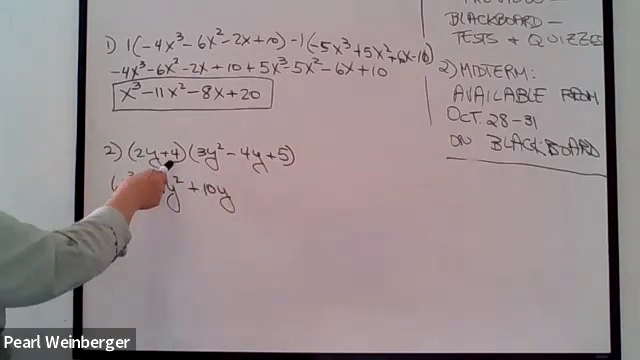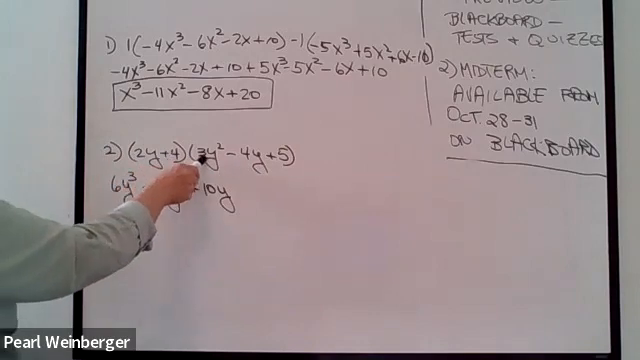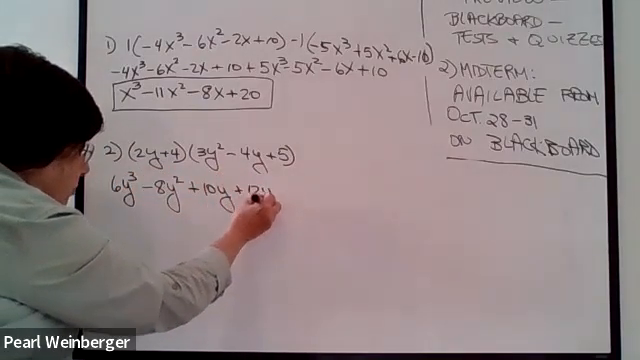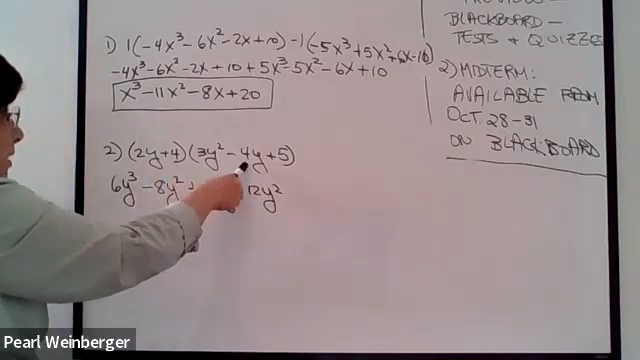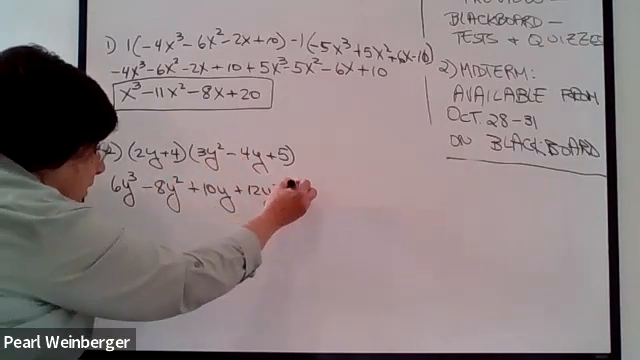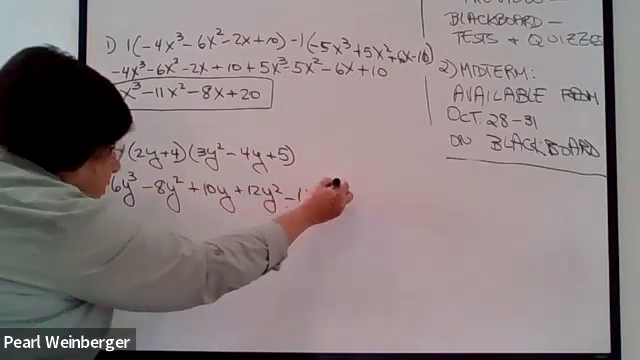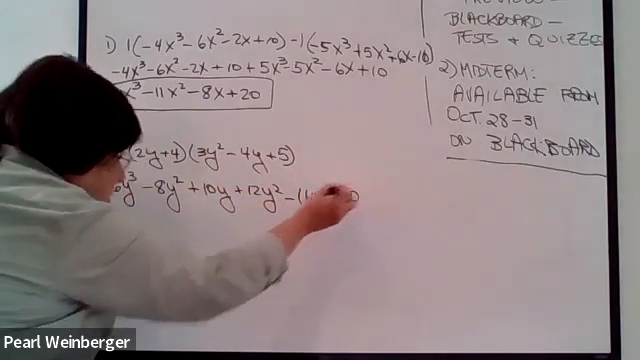Now we're going back. We're multiplying everything by 4. 4 times 3y squared is 12y squared. 4 times negative 4y is negative 16y. And 4 times 5 is plus 20.